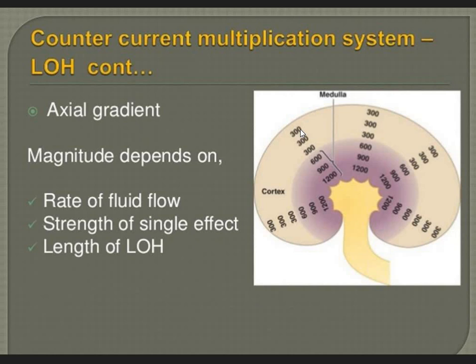So what we see in the countercurrent multiplication system is that an axial gradient is established. You can see this figure of the kidney. The outer portion is the cortex, the inner one is the medulla, and you can see the gradient being developed from 300 here to 1200 here. This gradient is developed in the medulla. You can see the medullary portion has the increasing gradient. Usually the cortex just contains the Bowman's capsule, and only filtration is taking place here, so it has the same osmolarity as that of the plasma, 300 milliosmoles per liter. So this is the axial gradient, which develops throughout the kidney, and the magnitude of this gradient depends on various factors.